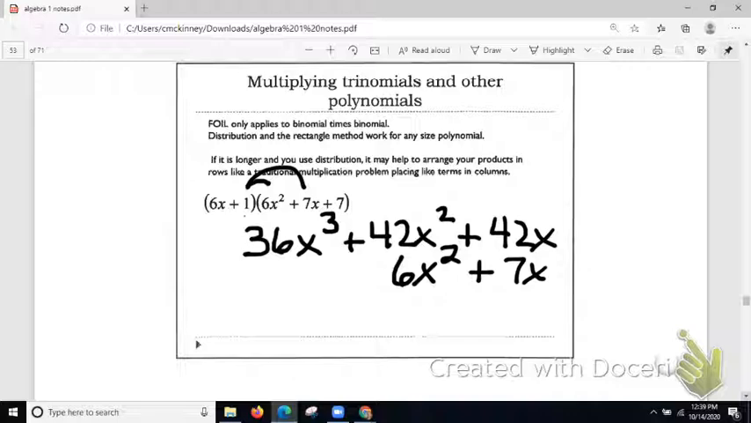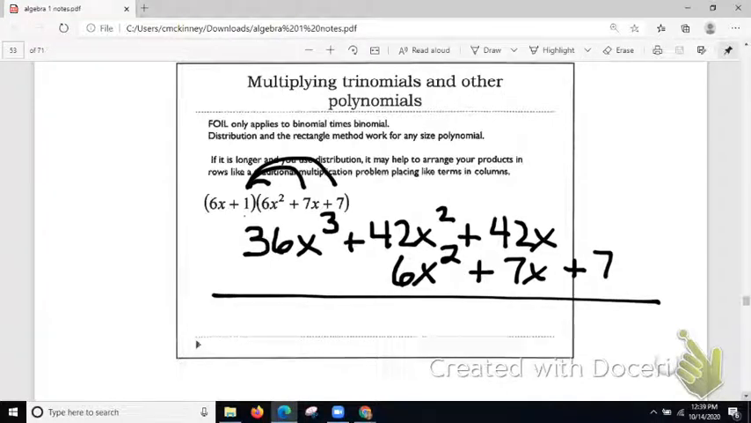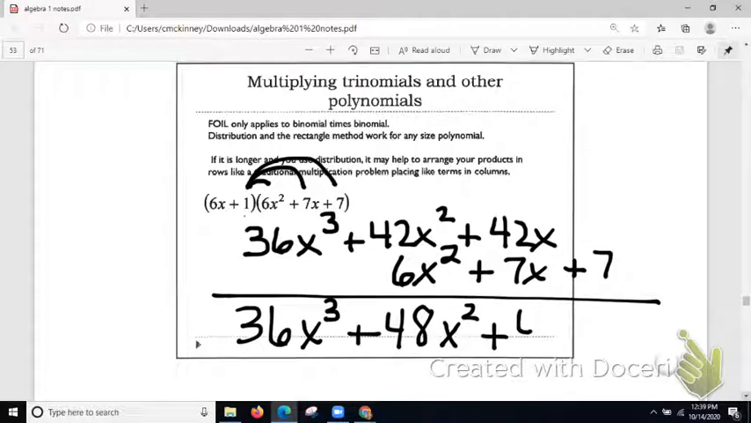Once you scoot it over once, things are typically from then on going to be in the right order, unless your polynomials skipped an exponent. And then 1 times 7 is, of course, 7. Now, I still have to combine like terms, but my like terms are in columns. So then 36x cubed plus 48x squared plus 49x plus 7.